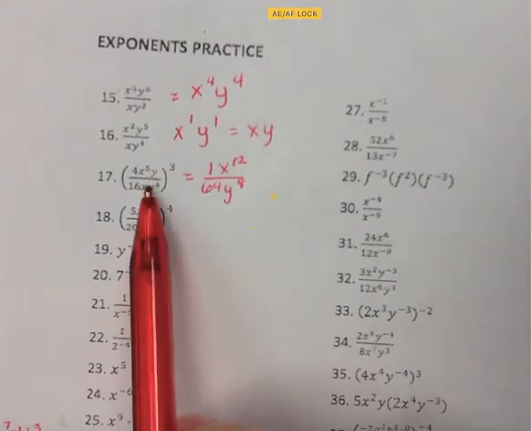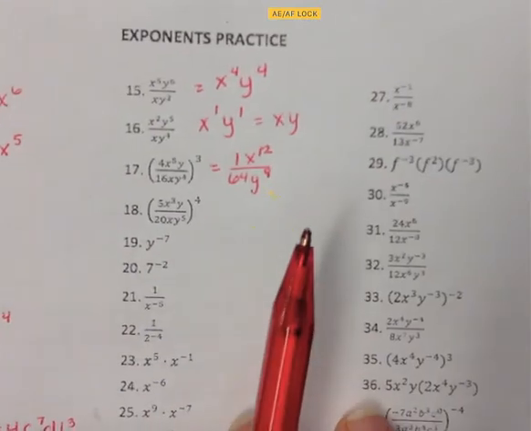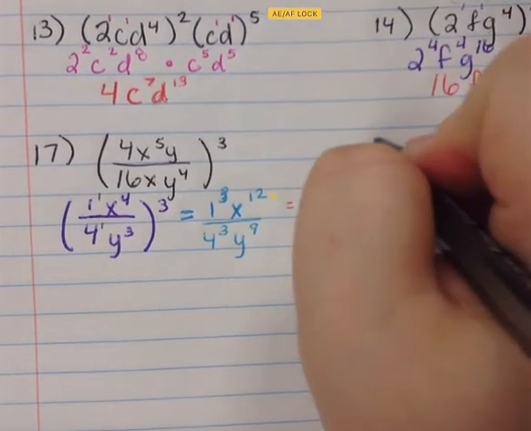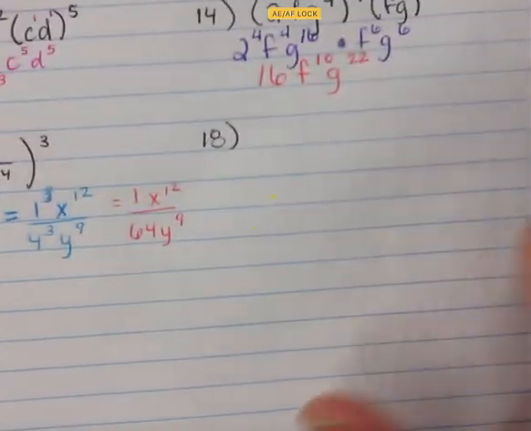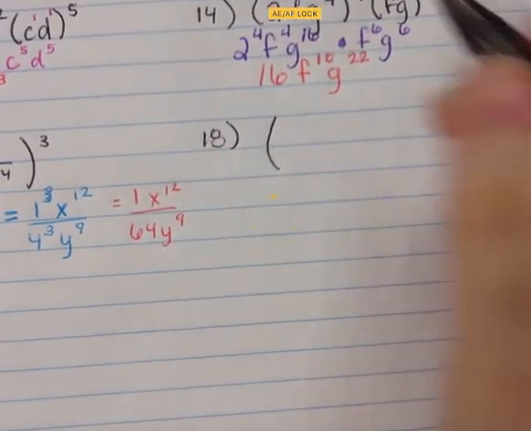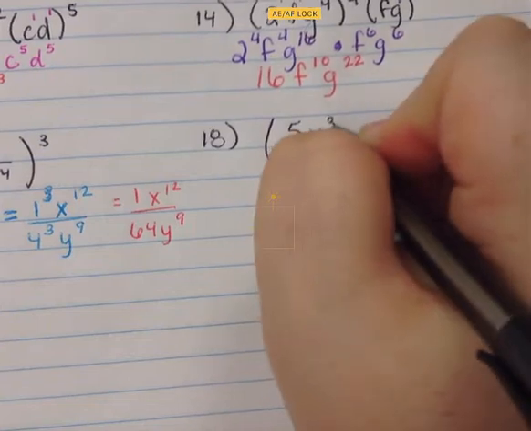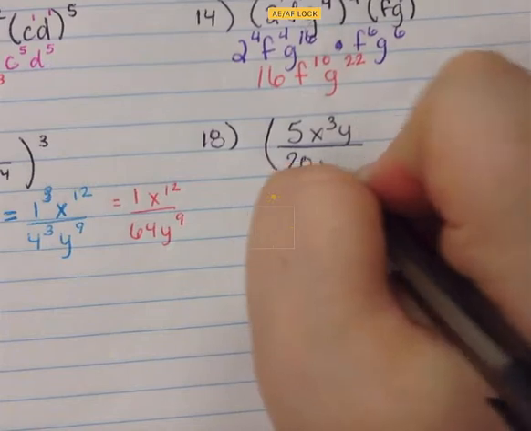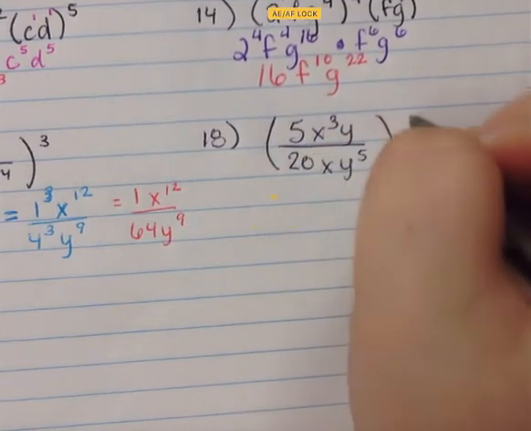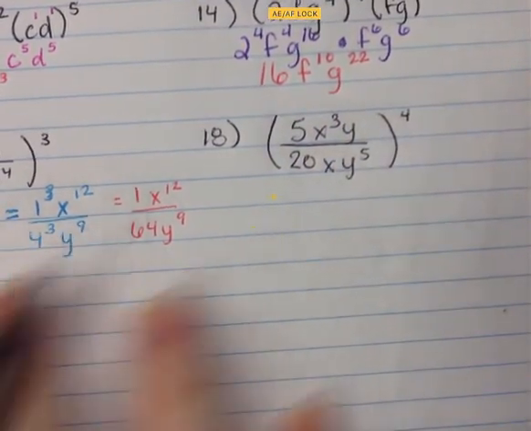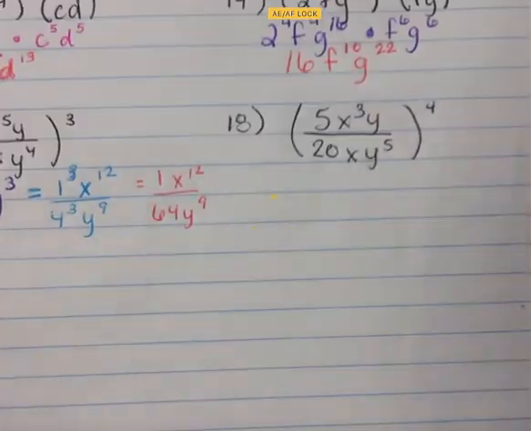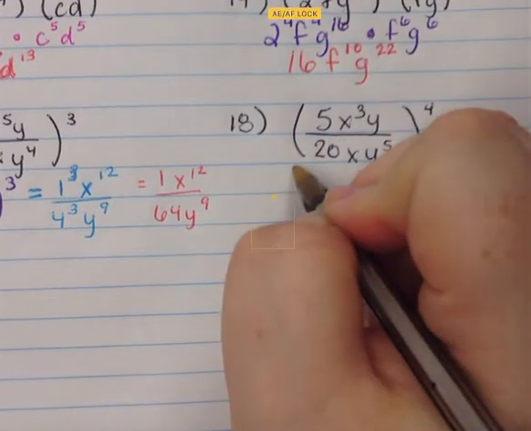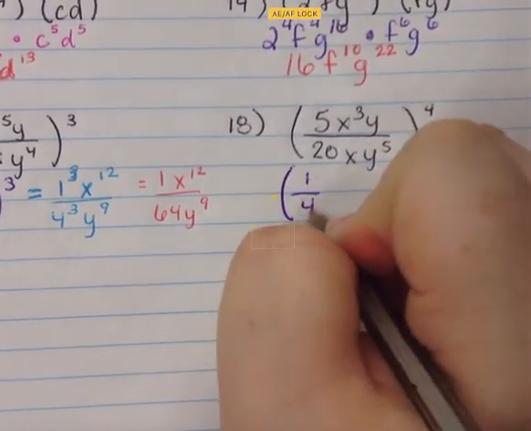So 18 looks very similar to 17, so I'm actually going to write 18 on the paper as well and do the work there. So number 18, write it out over here. 18 is parentheses, big parentheses, 5x cubed y divided by 20x y to the 5th, and all of that raised to the 4th power. So I'm going to follow the same steps I did on number 17. I'm going to simplify first. 5 over 20. 5 over 20 is also 1 over 4. So I have 1 over 4.